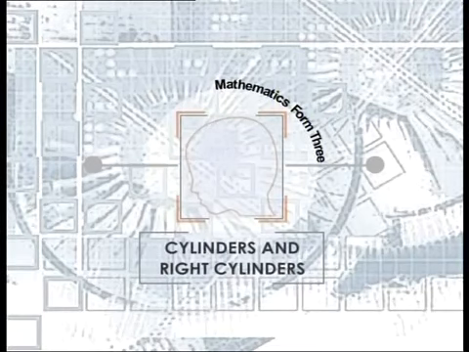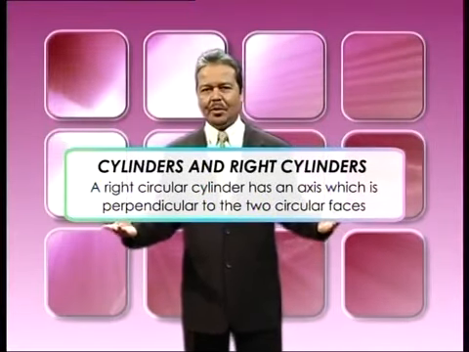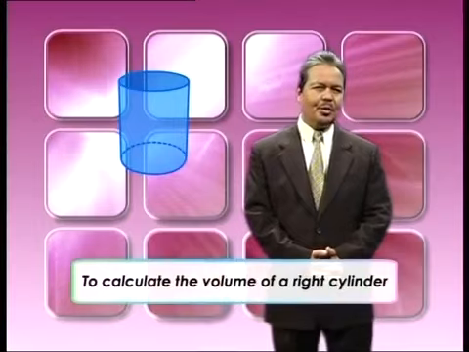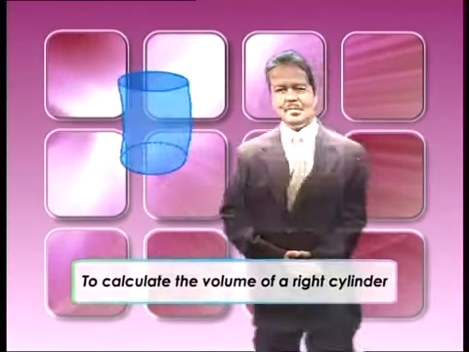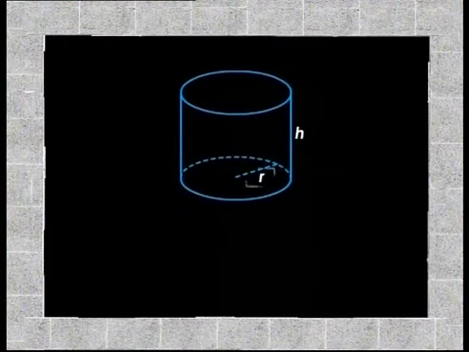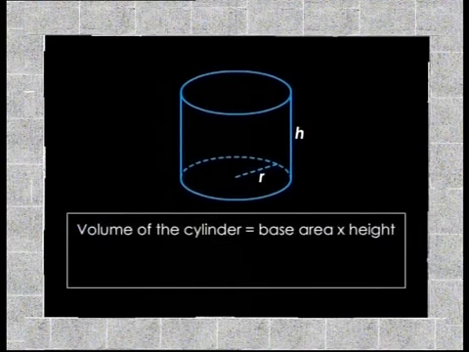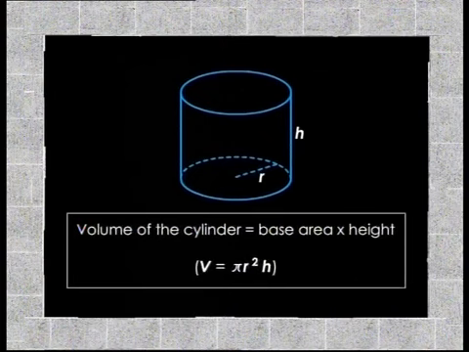Cylinders and right cylinders. A right circular cylinder has an axis which is perpendicular to the two circular faces. If we are given a right cylinder, how are we going to calculate the volume of the cylinder? If r is the radius of the circular base of a right cylinder and h is its height, then the volume of the cylinder is given as volume equals base area times height, V equals pi r squared h.